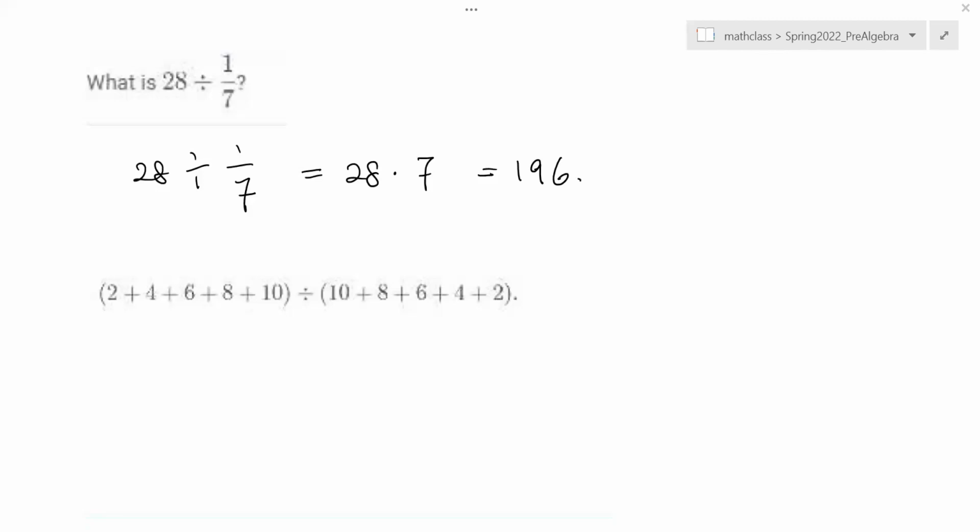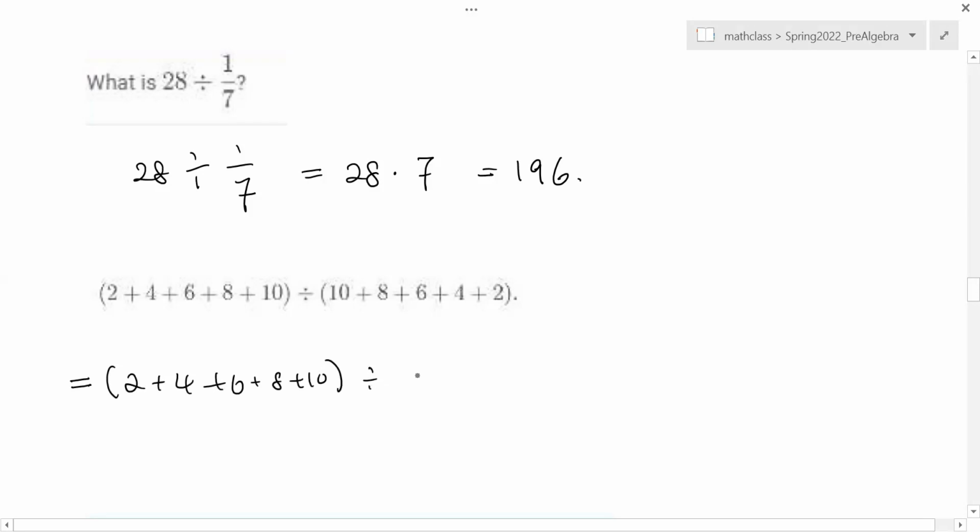Okay, so now we can do it, right? When you look at all the numbers, you see 2, 4, 6, 8, 10, 10, 8, 6, 4, 2. So actually you can reorganize it: it's 2 plus 4 plus 6 plus 8 plus 10, right?